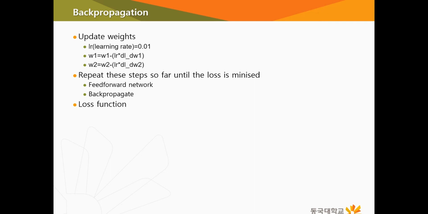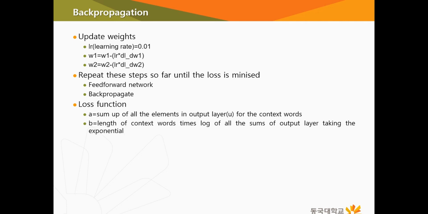And the loss function can be calculated as follows. It consists of two parts. The first part is to sum up all the elements in the output layer for the context words, and the second part is to multiply the length of all the context words, taking the log of all the sums of the output layer, taking the exponential, and then you take the negative of value A and add B to it, and that gives the value of the loss.